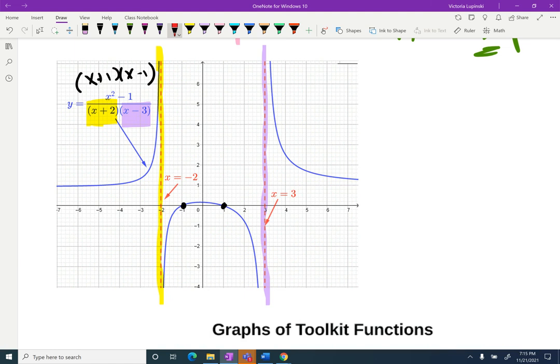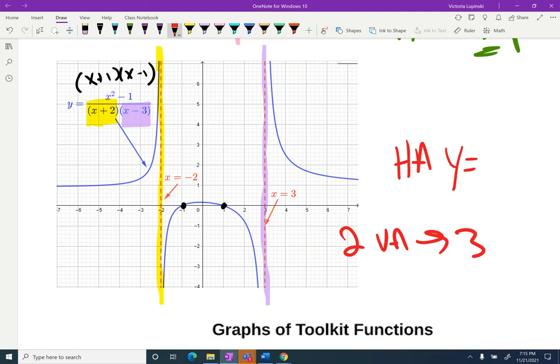Because there were 2 vertical asymptotes, again, you know that there have to be 3 pieces to the graph. Even though it's not technically drawn, where is the horizontal asymptote for this problem? Anyone can tell me? If you look at the equation.